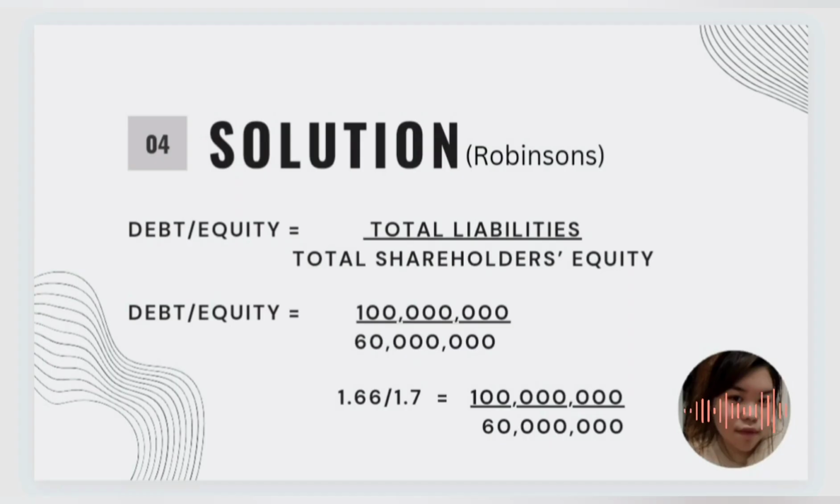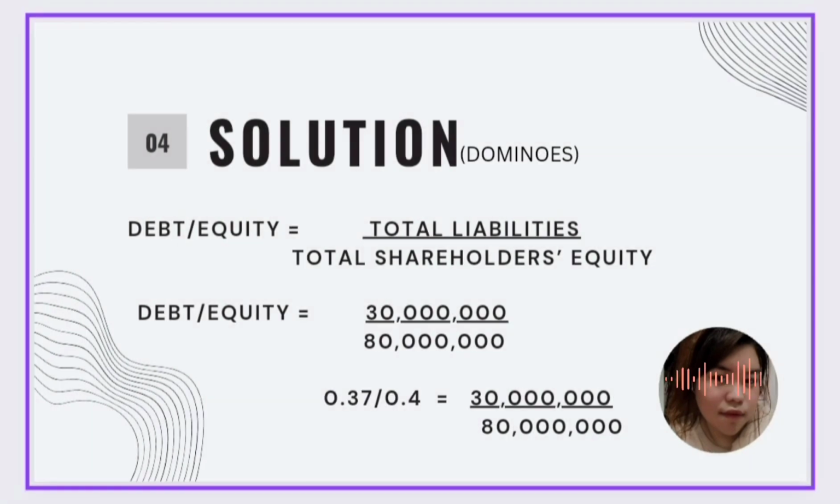Solution. With our equation, debt to equity equals 100 million divided by 60 million, which equals 1.66, or 1.7 if we round off. This is for Robinson's company. Next is the solution for Domino's company. The debt to equity equals 30 million divided by 80 million, which equals 0.37, or 0.4 if we round off.